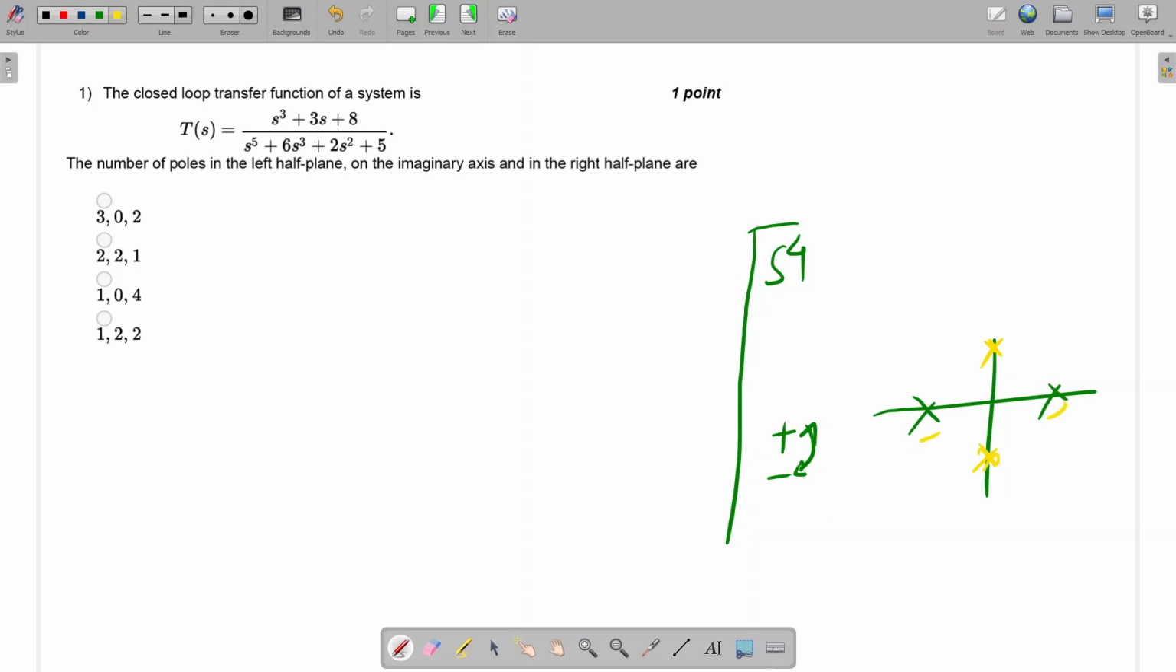So these two are symmetrical with respect to the origin, and these two are symmetrical with respect to the origin. Whatever will be on the left hand side, the corresponding mirror image will come, and the remaining must come on the j omega axis. Then only it will be symmetrical. I think it is clear. So this question, all of you can try. I am also solving it with you. We'll see the answer for this question.